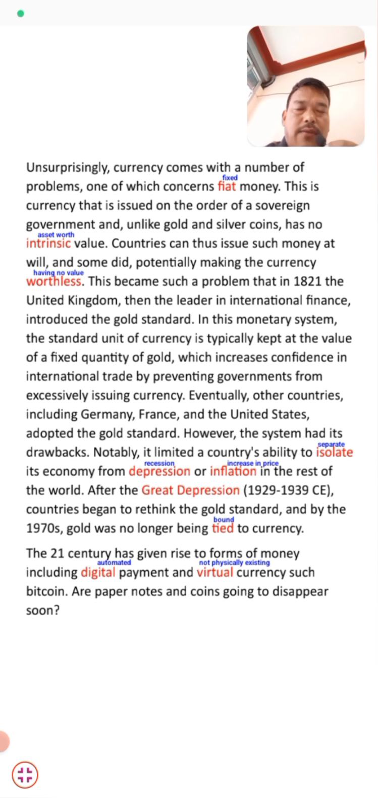Students, here is a question: will banknotes and coins disappear in the coming future? I think all these banknotes and coins would disappear after the introduction of Bitcoin and other virtual currencies.